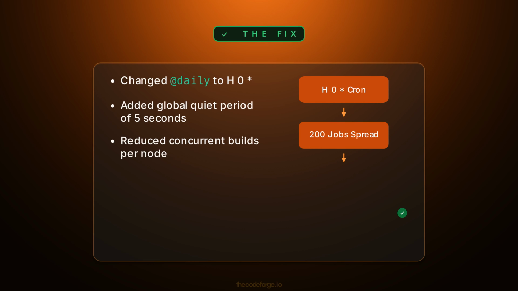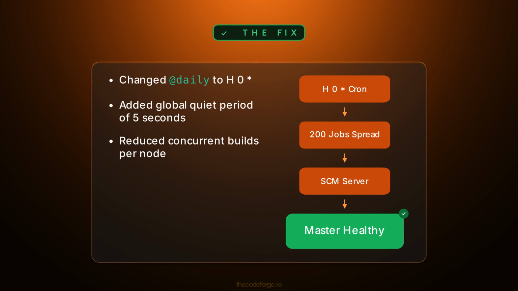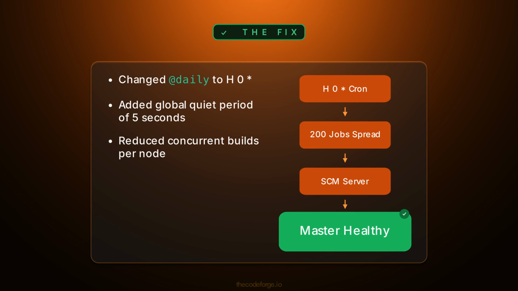The fix was simple. Change all @daily to H 0 * * *, random between 00:00 and 01:00, and add a global quiet period of 5 seconds. Also reduced concurrent builds per node. This spread the load and prevented the stampede.